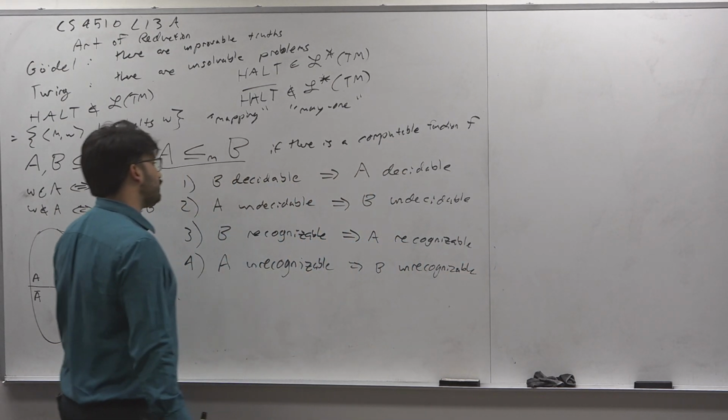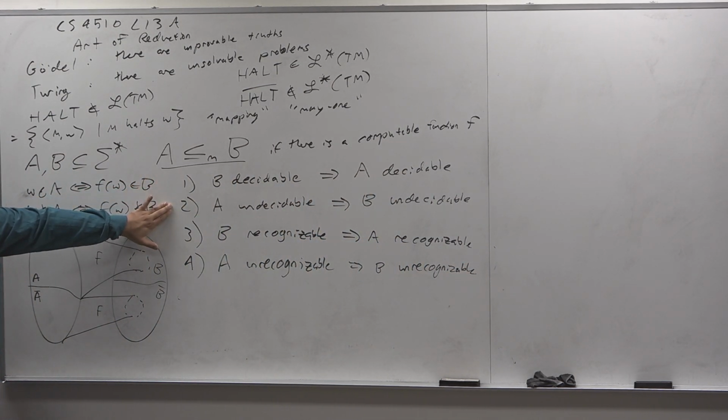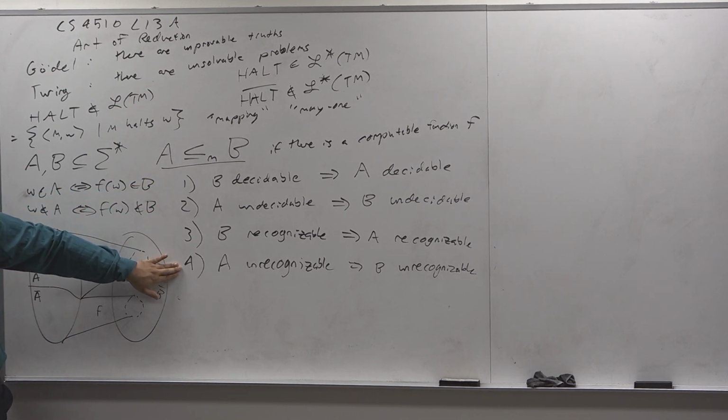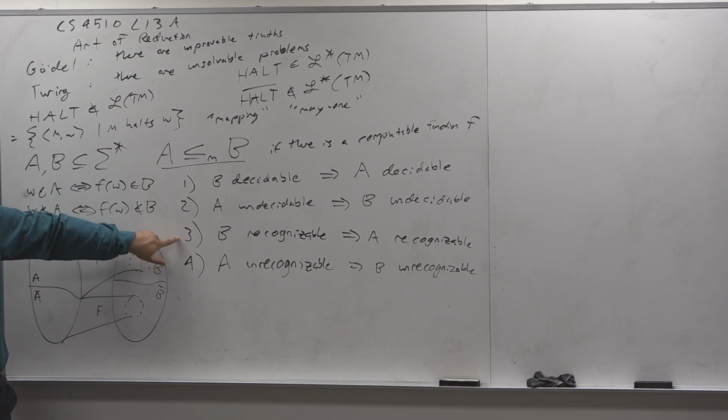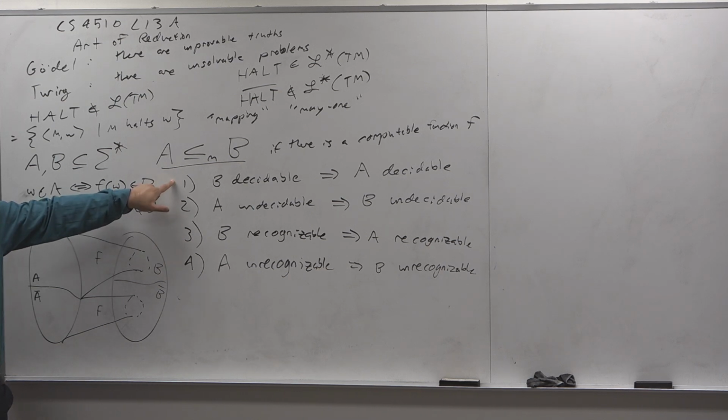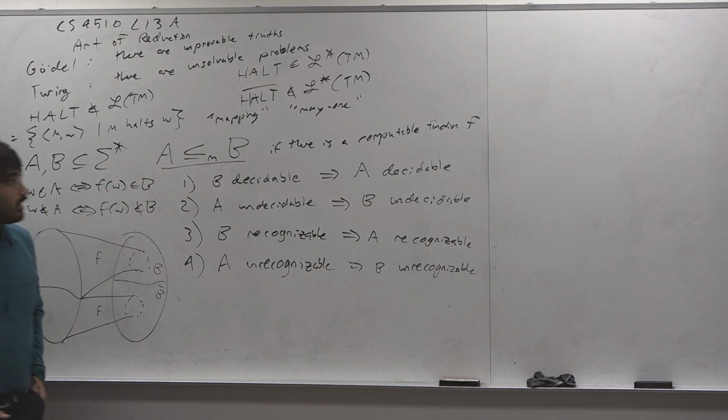I will prove one of these to you. Let's prove number 1. Number 2 is just the contrapositive of number 1, and 3 and 4 will follow basically from a very similar argument. If you can show 3 from an almost identical argument that you can show 1. So let's just show 1.